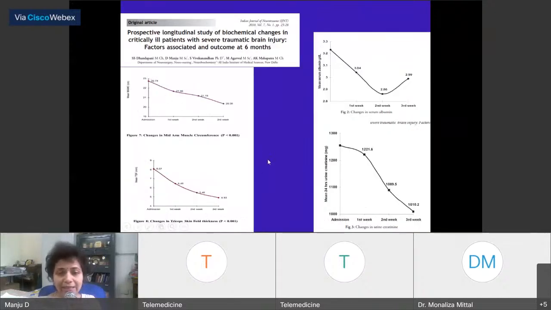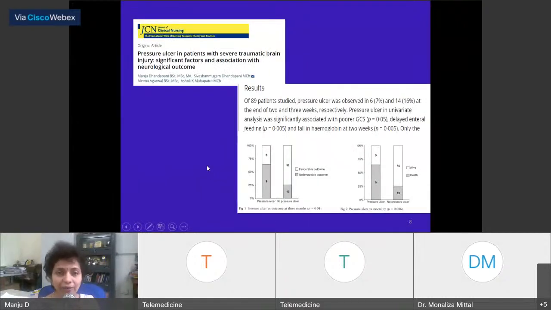You can see that these are the various parameters that declined over time, from the first week to the third week after the head injury. This is mid-arm muscle circumference, this is tricep skin fold, this is the albumin, and this is the creatinine level. All were depleting, though we were giving them feed. It's not that we are not giving them feed; though we are giving them feed, they were depleting, and you know that their demand is very high.